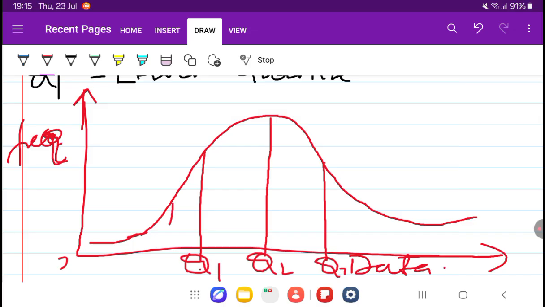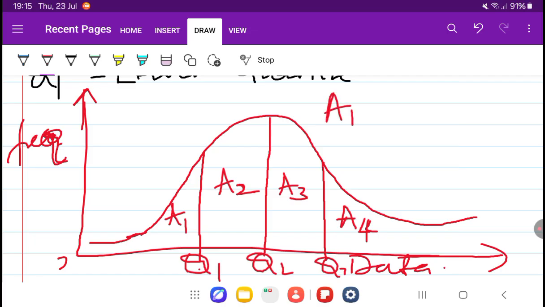Now this will be area A, we can call it A1, A2, A3, and then A4. You can see that we have divided this data set into 4 equal parts, which means that A1 is equal to A2 is equal to A3 and at the same time is equal to A4 because these are quarters.